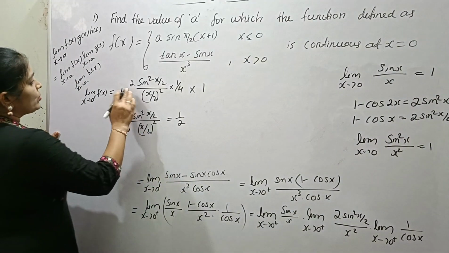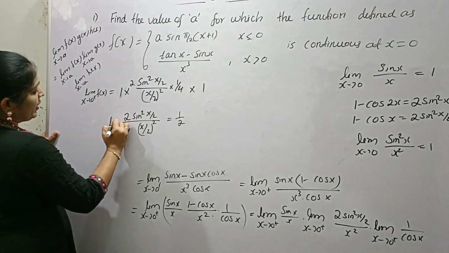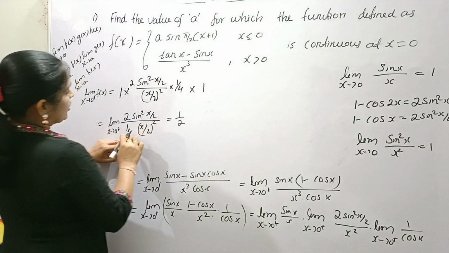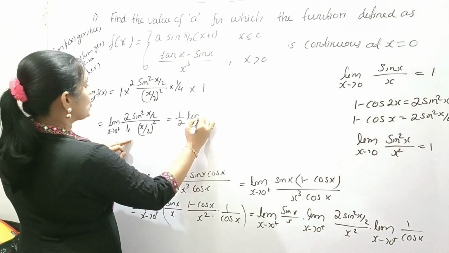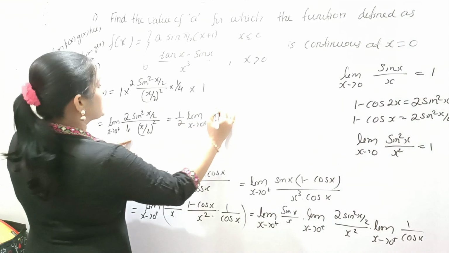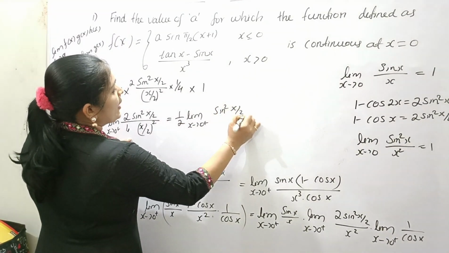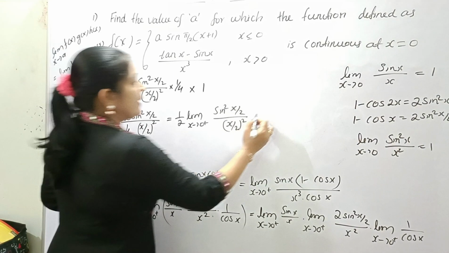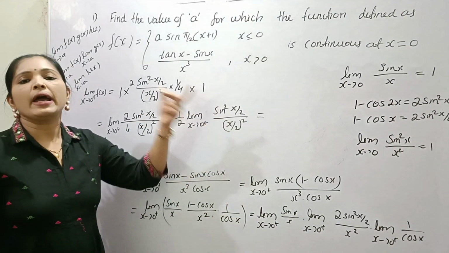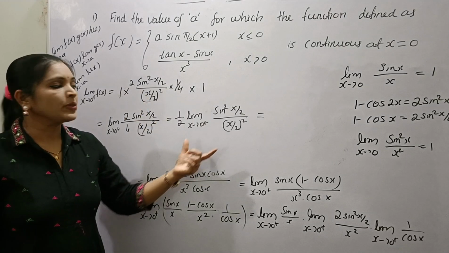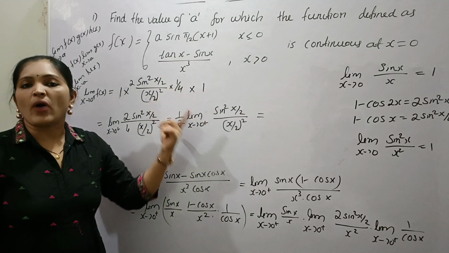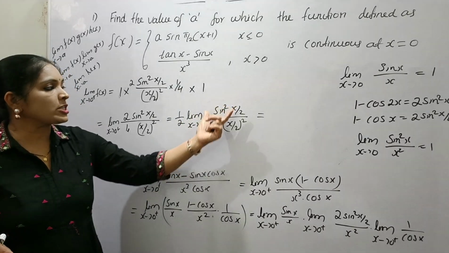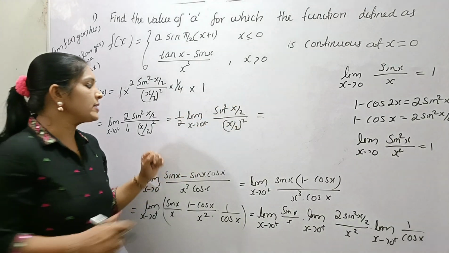and I forgot to write the limit, okay? Limit x tends to 0 plus, okay, that is equal to, here 1 by 2 into limit x tends to 0 plus sin square x by 2 divided by x by 2 whole square, that is equal to, see, it is nothing but it is in the standard limit, okay? So it is the standard limits and its value is 1, okay?